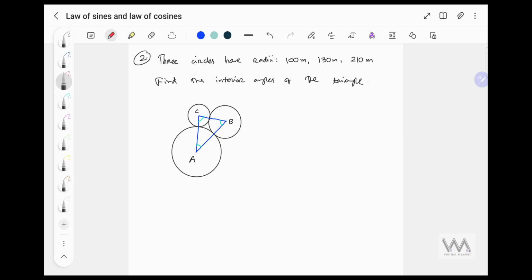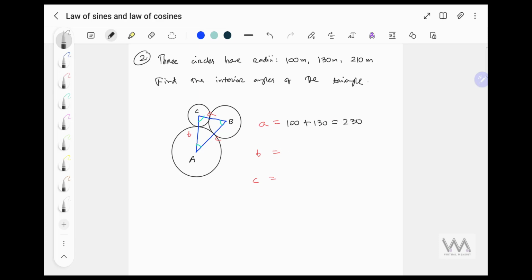First thing we can do is write the sides of the triangle, which are A, B, and C. So let's find these three first. A is nothing but the radius of circle C plus the radius of circle B. So that's going to be 100 plus 130, equal to 230.